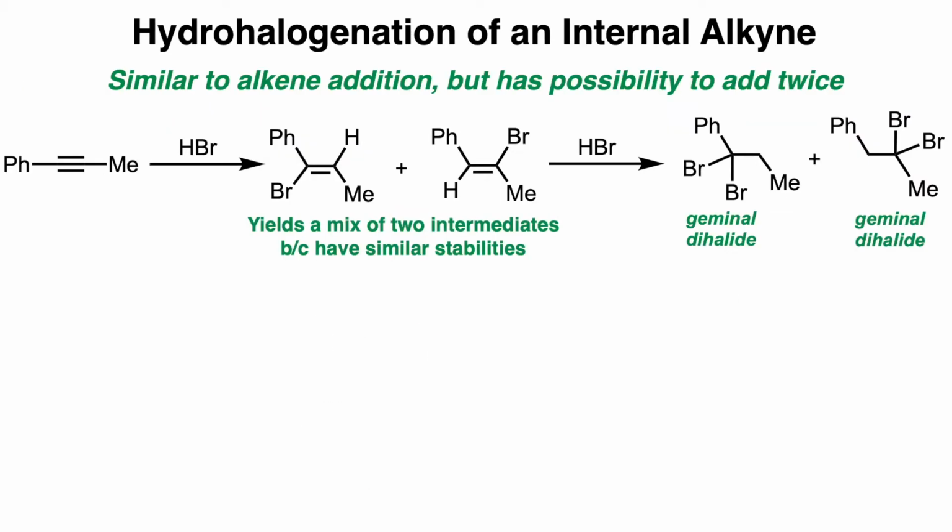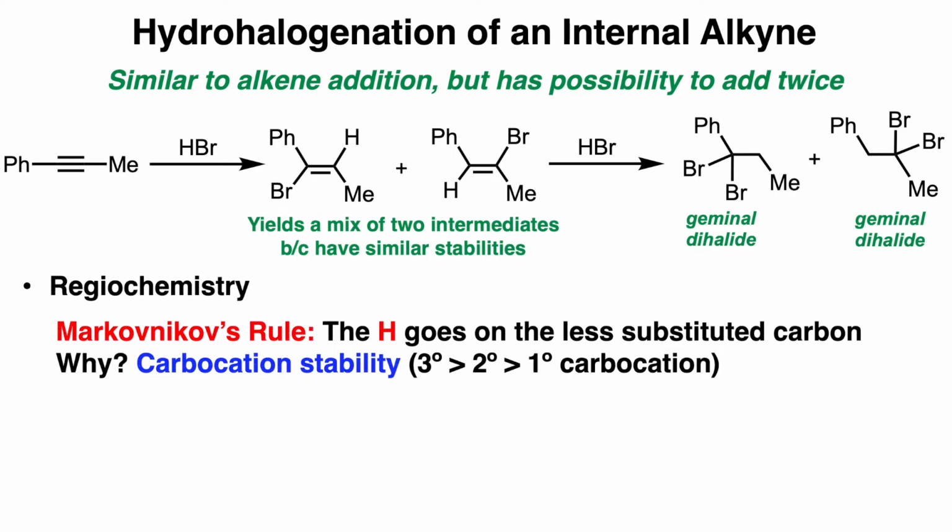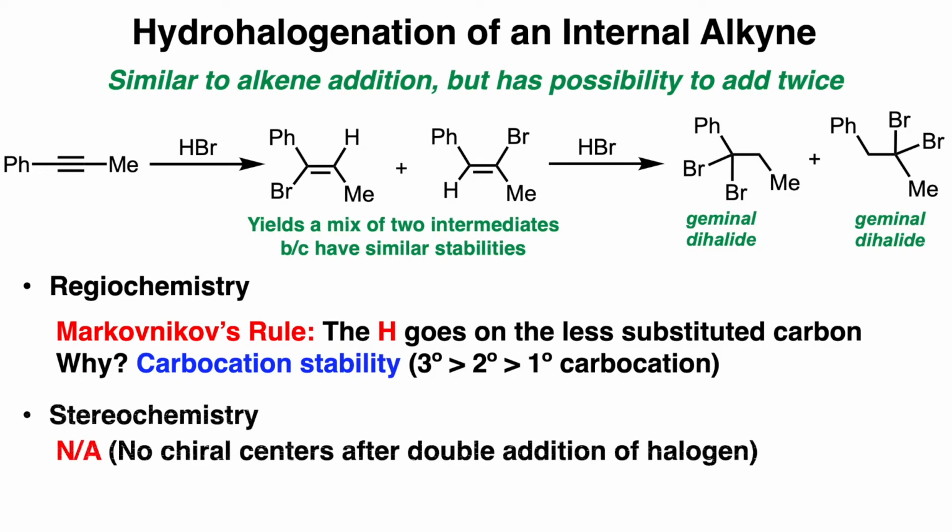Hydrohalogenation can also occur with an internal alkyne where you have two different R groups on each side of the alkyne. The only difference is that you'll form two alkene intermediates that have similar stabilities. This means that after the second addition of HBr, you'll form two different geminal dihalides in your product. This reaction still follows Markovnikov's rule and does not have stereochemistry because no chiral centers are formed in the products.